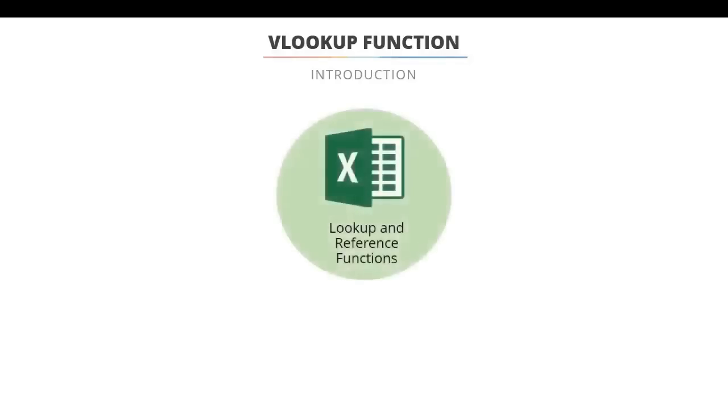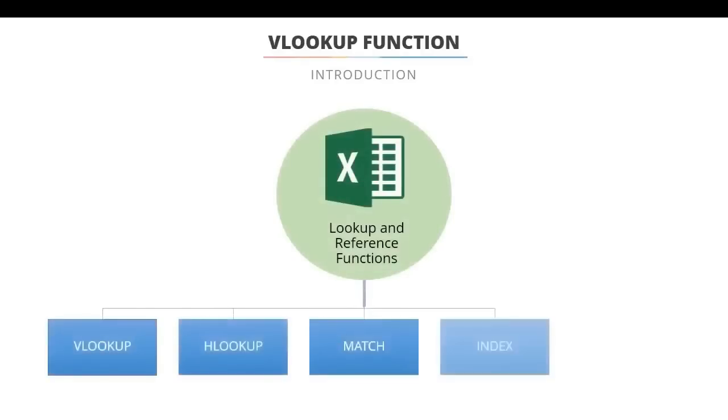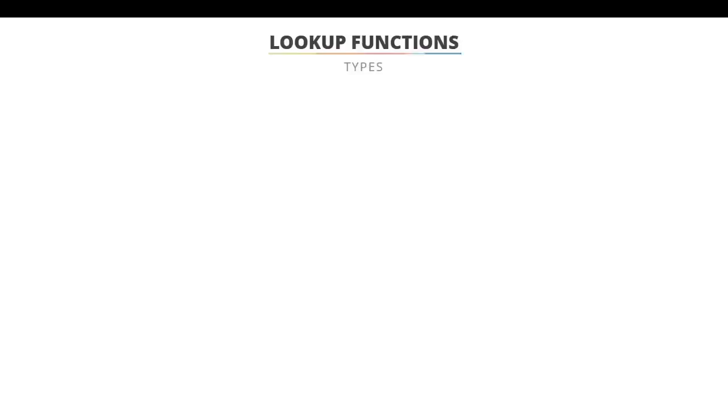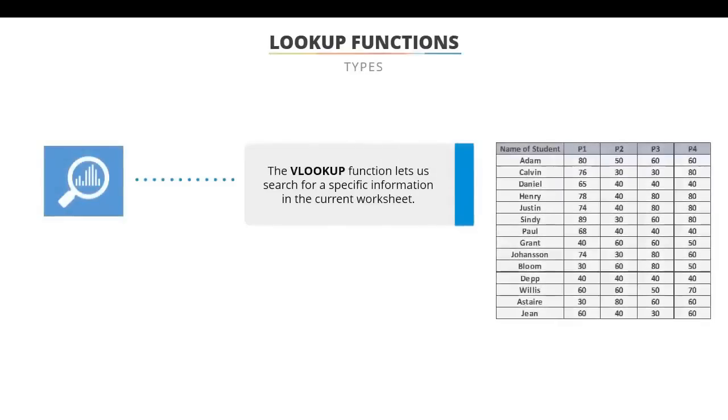Let us now study different lookup and reference functions used in Excel, such as VLOOKUP, HLOOKUP, MATCH, INDEX, and OFFSET functions. The VLOOKUP function lets us search for specific information in the current worksheet. Say we have a list of students with marks. We can search for the marks of a specific student.